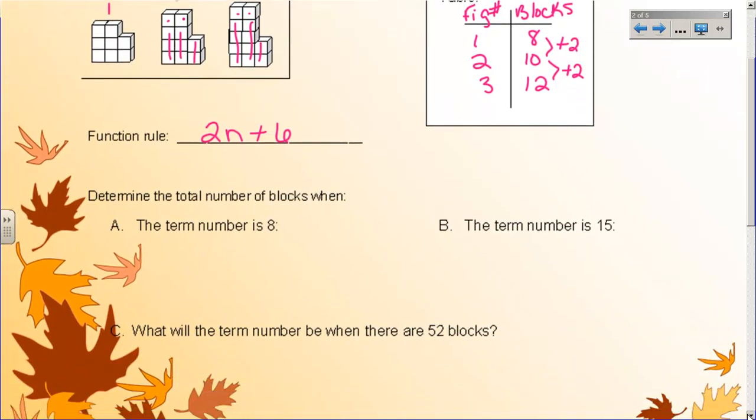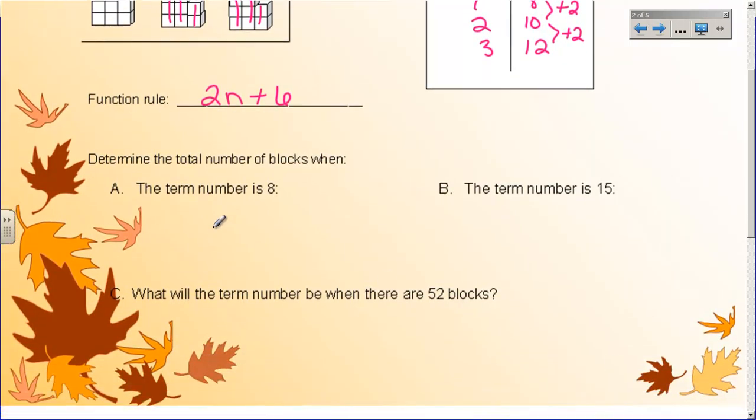So the next question says, determine the total number of blocks whenever the term number is 8. Well, they want to know how many blocks are there when n equals 8. So you plug in 8, and you just do the math. So you have 16 plus 6. There are 22 blocks for term number 8.